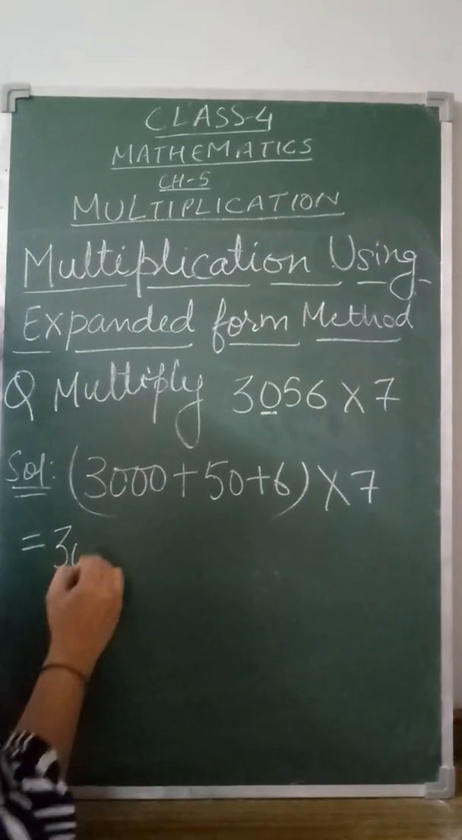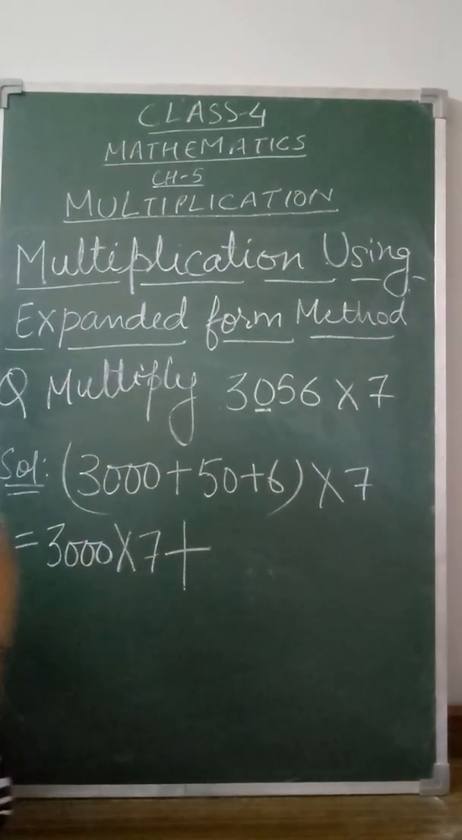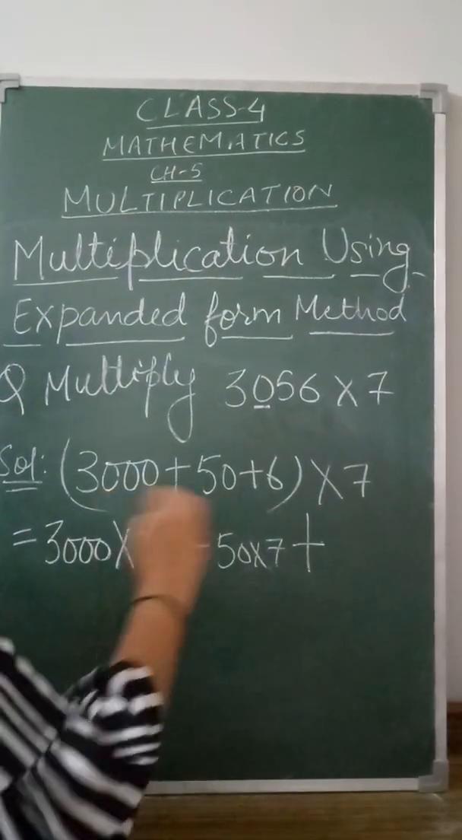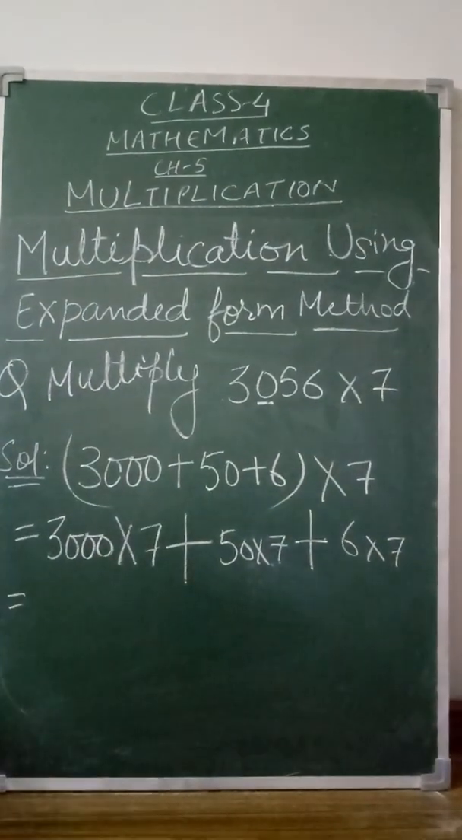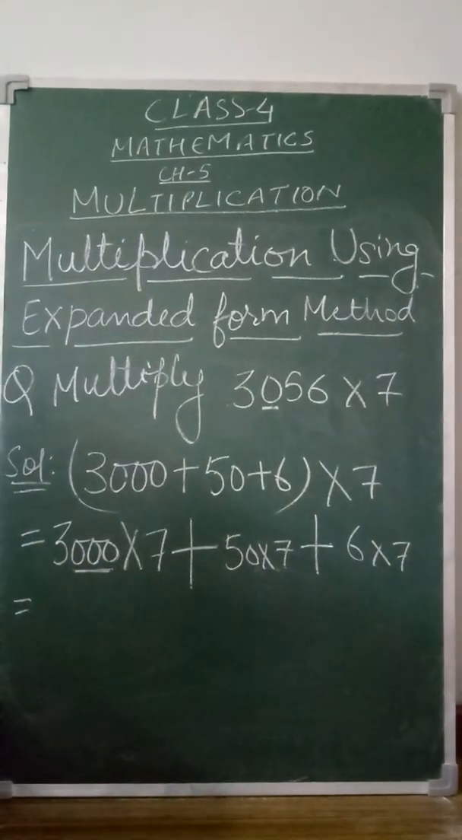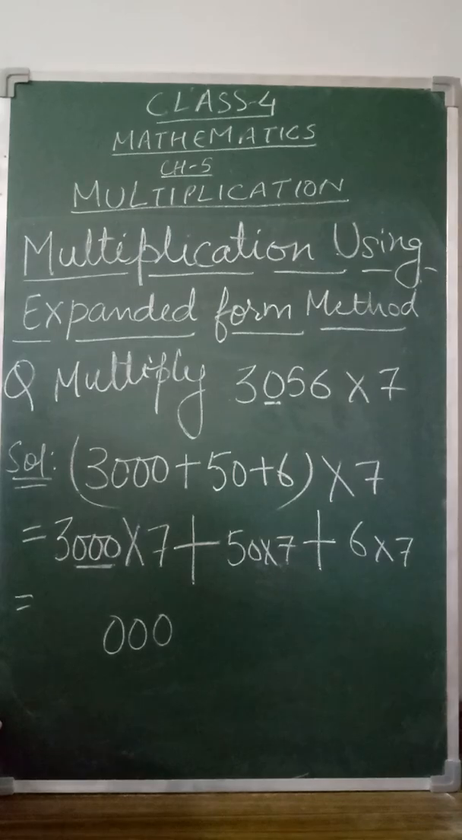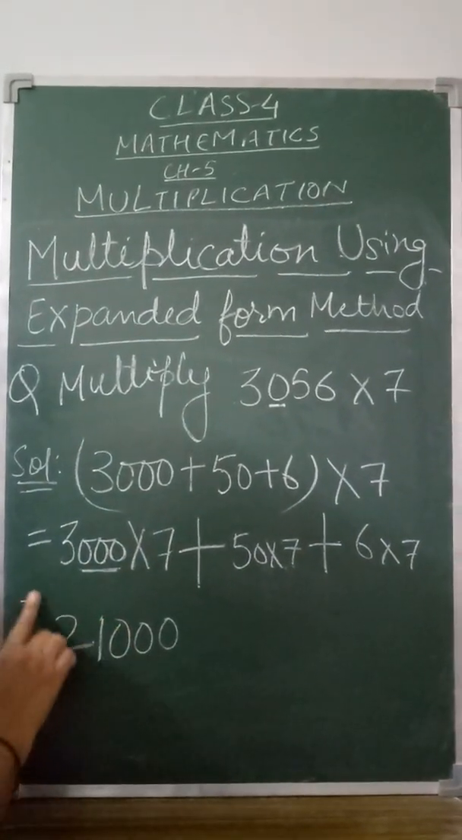So the first number is 3000, multiply by 7. Now put the plus sign. Now 50 multiply by 7. Again put the plus sign. Now 6 multiply by 7. This is a short method, student. We have already learned how to multiply when we have 3 zeros or 2 zeros or 1 zero. Put 3 zeros directly without doing any long calculations. 3 sevens are 21. Right?